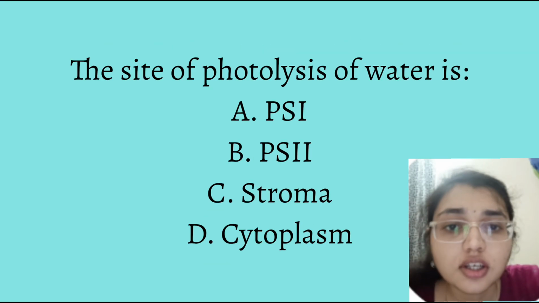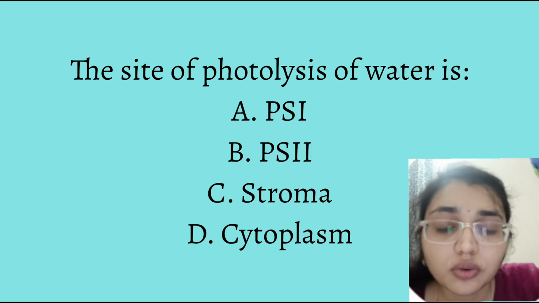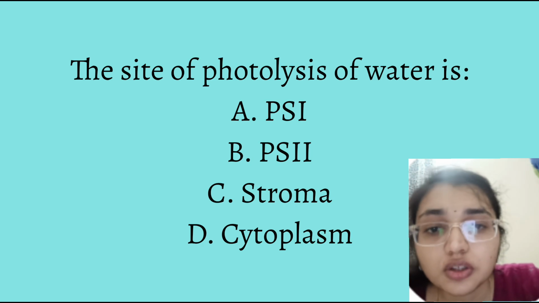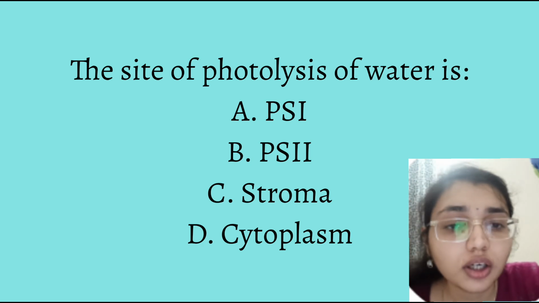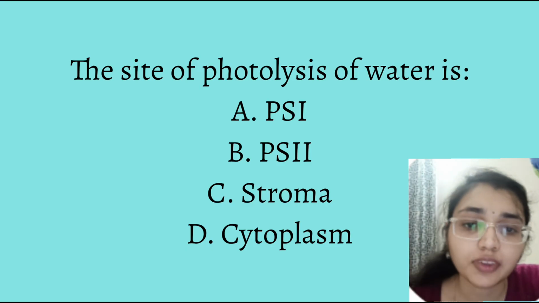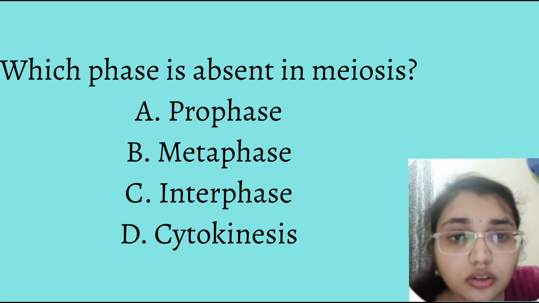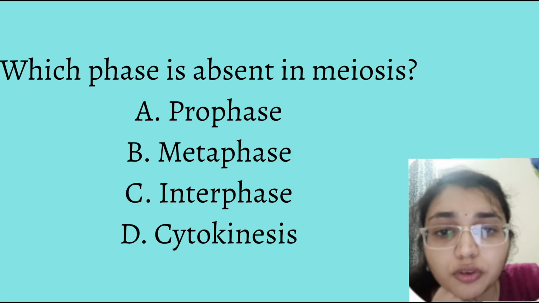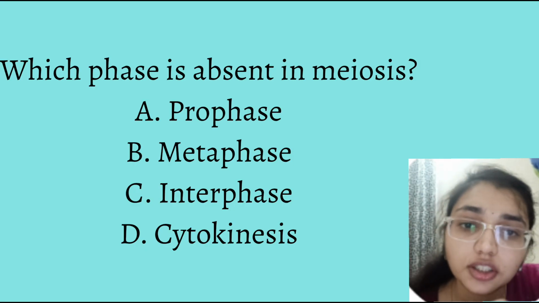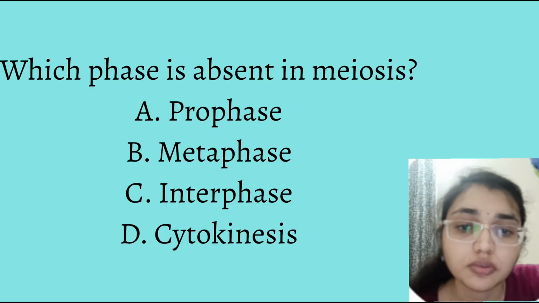Next question is, the site of photolysis of water is PS1, PS2, stroma, or cytoplasm. Here option A is PS1, option B is PS2. So the correct option is PS2, that is the site of photolysis of water. Which phase is absent in meiosis, we have to tell. So that is option A prophase, option B metaphase, option C interphase, and option D cytokinesis. So here the answer is interphase, that is a phase that is absent in the meiosis.